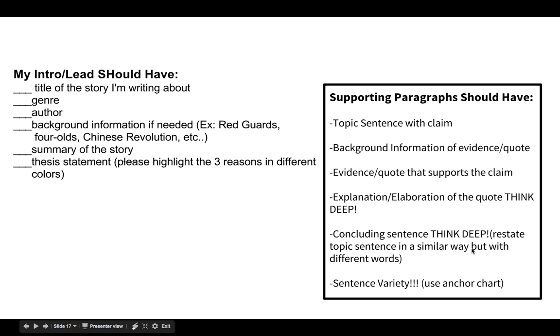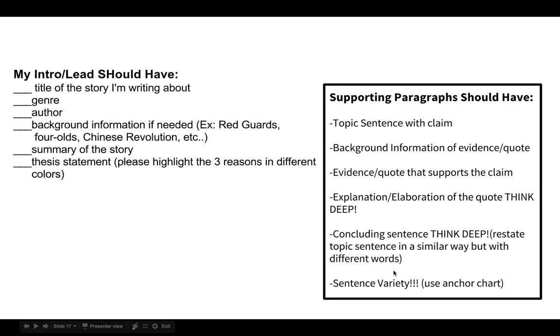Skip ahead here. So today your goal, you should already have your intro done. Just a reminder, these are the things you need. In your supporting paragraphs today, you want to make sure that you have a topic sentence with a claim, background information. Then you give your quote or your evidence that supports the claim. Then I want you to elaborate, think real deep. And then you need that concluding sentence. You restate your topic sentence, but with different words. Use a thesaurus. Don't be so wordy.